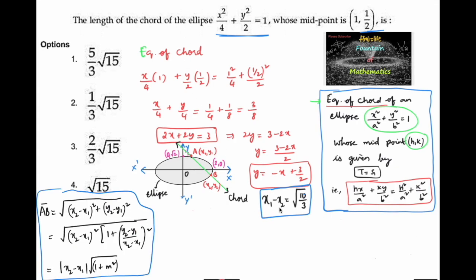We got the difference of x coordinates from the chord, and we know that the length of the chord AB is equal to under root of (x2 minus x1) whole square plus (y2 minus y1) whole square. This can also be written as under root of (x2 minus x1) whole square taken common, 1 plus ((y2 minus y1) upon (x2 minus x1)) whole square, which is nothing but the slope of the chord, so we can write slope of the chord is equal to minus 1.